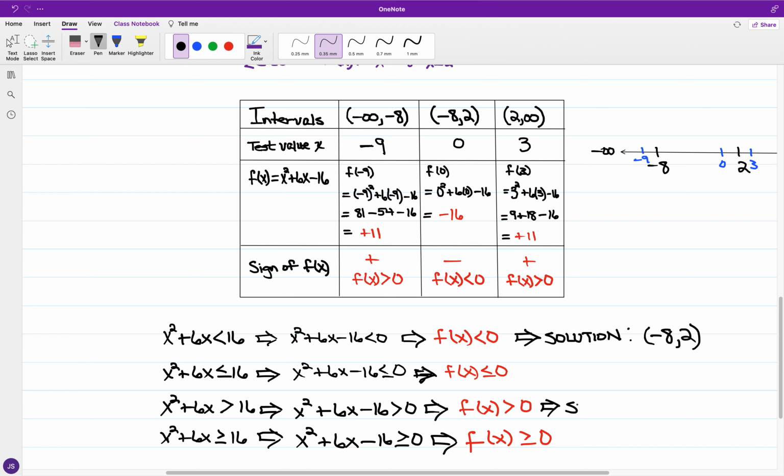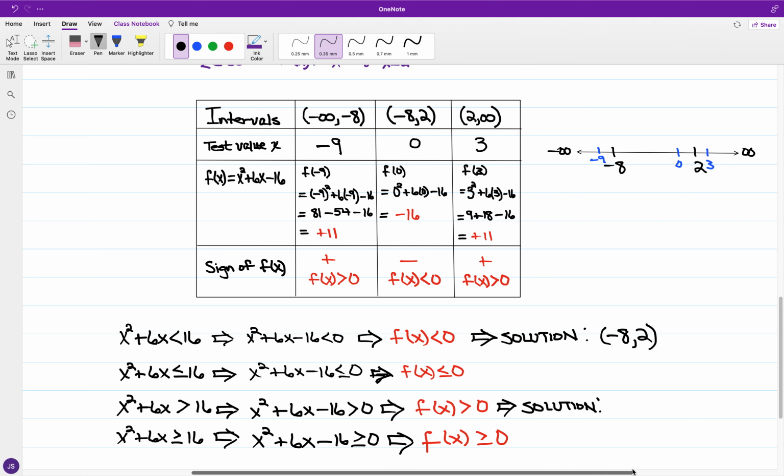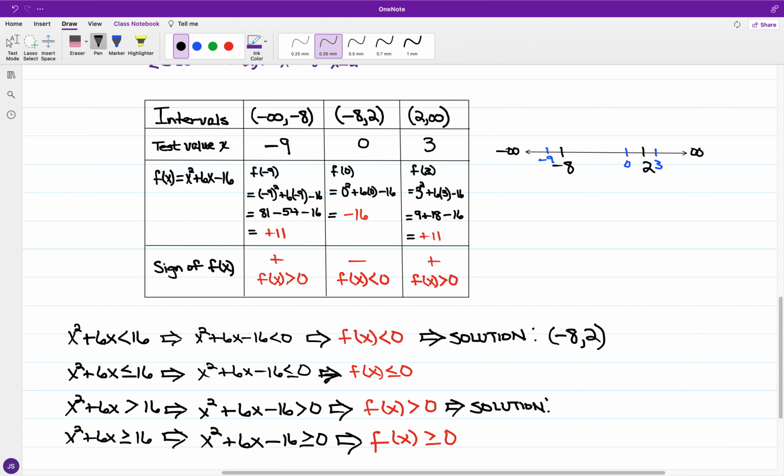And for what we have for f of x is greater than 0, notice we have greater than 0 with the first and the third interval sections. So the first time that we have f of x greater than 0, this will come from the first column, where we have negative infinity approaching but not including negative 8. So one half of the solution, you have those values of x less than negative 8, and the other half we're going to have those values of x greater than 2.